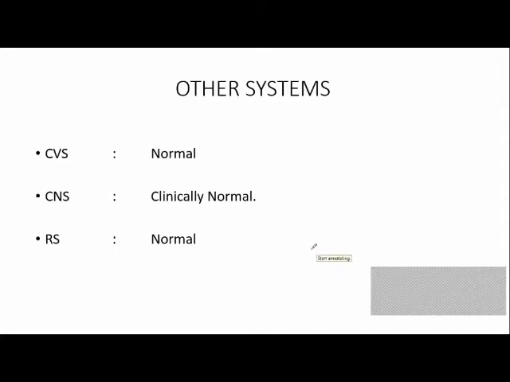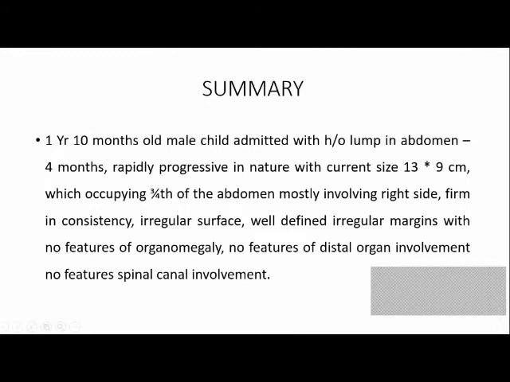So summarizing your findings, tell me in one paragraph. Yes, sir. Sir, a 1 year 10 month old male child admitted with history of lump of insidious onset, rapidly progressive for the past 4 months, with the current size of 13 by 9 centimeters, which occupies three quarters of the abdomen, mostly involving the right side, firm in consistency, irregular surface, well-defined irregular margins, with no features of other organomegaly, no features of distal involvement, and crossing the midline.